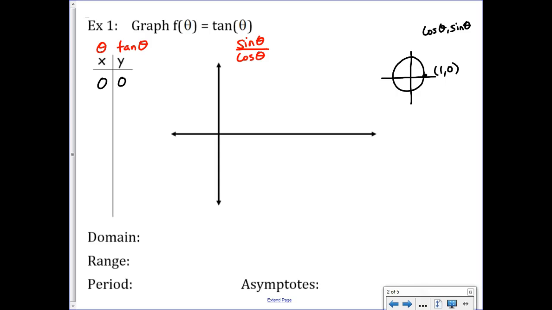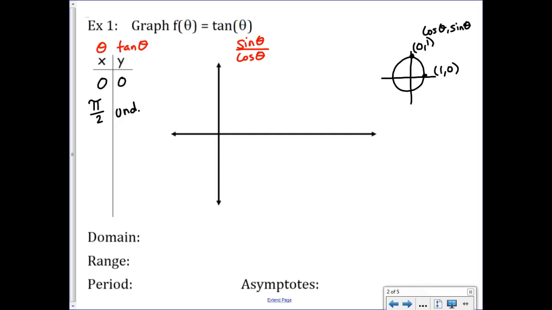Let's talk about what happens then at pi over 2. So pi over 2 is up here at the top. The point is 0, 1. So divide y by x. 1 divided by 0. We can't divide by 0. So that actually happens to be undefined. And so what we find out there then is if that's undefined, that's going to be an asymptote.